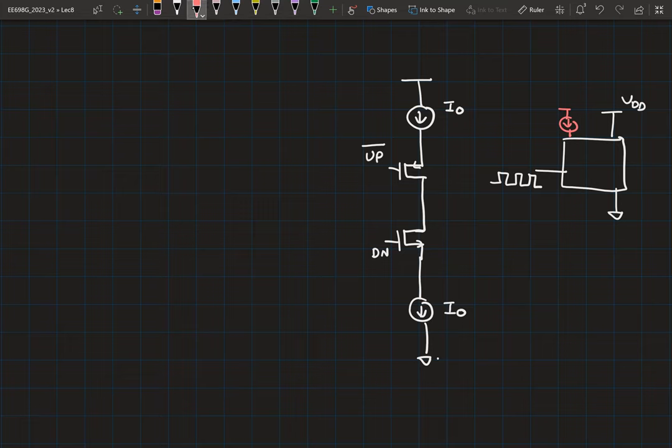But I can make it as close to zero as possible, meaning I can make it smaller and smaller. Is that an acceptable solution, or is something going wrong if I do that? So let's look at it. Let's see what comment we can make about the time taken for the current sources to switch on.